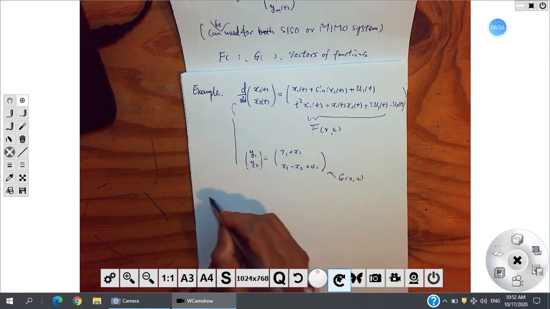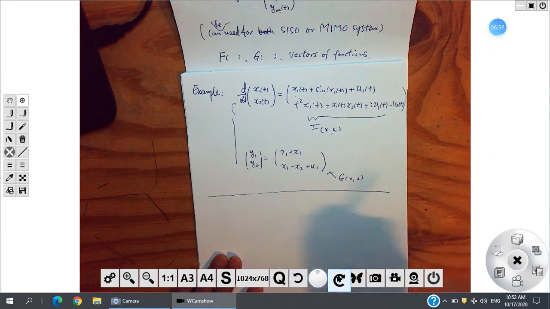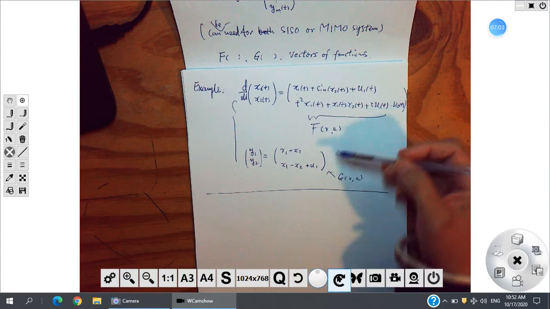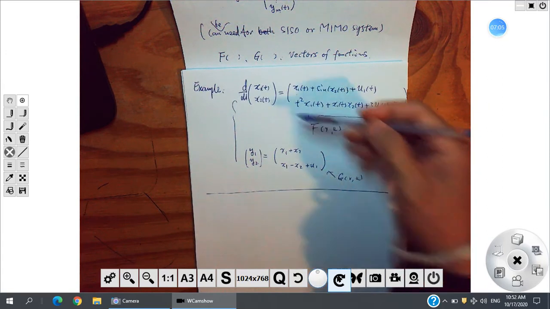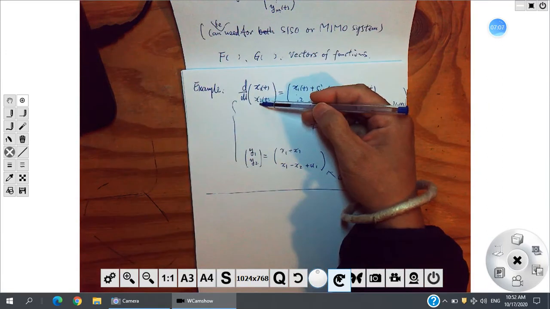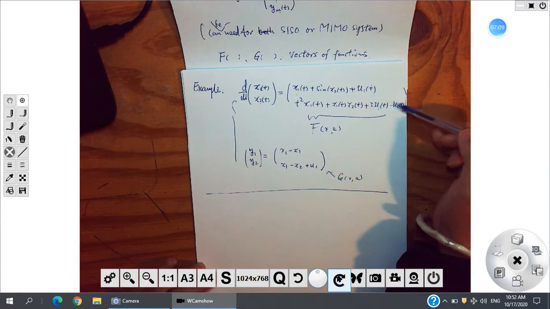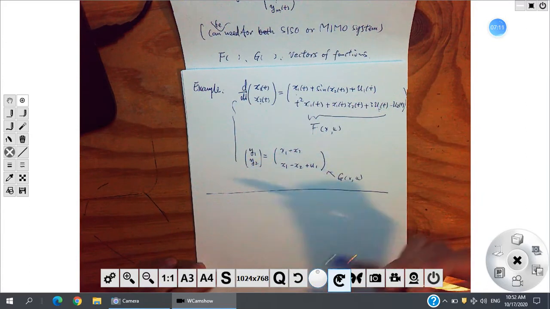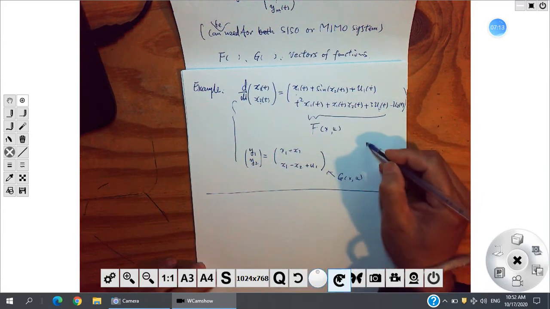So this is what we call the state description of the system. We have the state equation, the output equation, two state variables, two inputs, and two outputs. So this is a MIMO system.